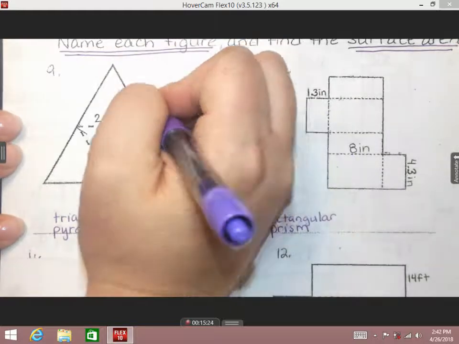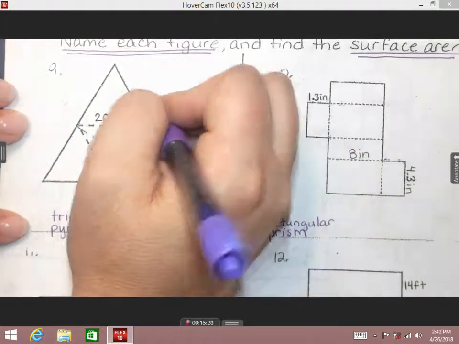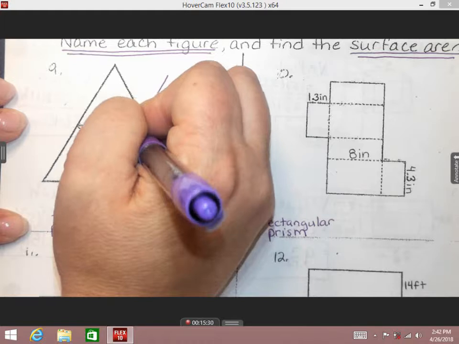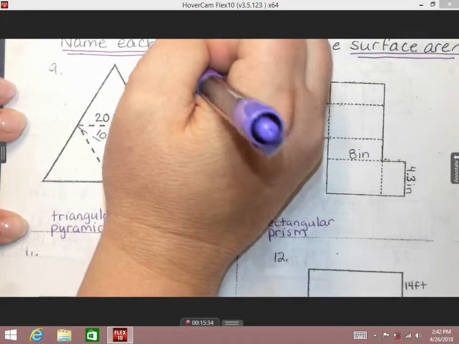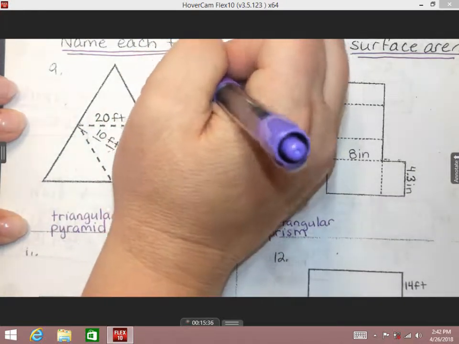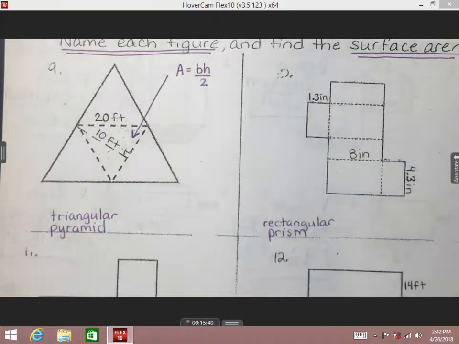All right, so when I'm looking at this shape, I can see it's a bunch of triangles, but specifically this triangle in the center has the most information. We are talking about area, and the area formula for a triangle is area equals base times height divided by 2. And that's a formula we learned about 3 weeks ago, and hopefully we still managed to retain.